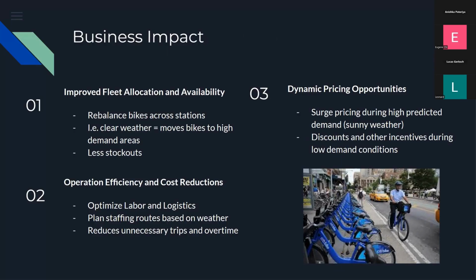The second one is operational efficiency and cost reductions. We can optimize labor and logistics better. We can plan staffing routes and maintenance routes based on weather. This will reduce any unnecessary trips, which might cost gasoline, time, and extra money, and it reduces overtime for the staff.